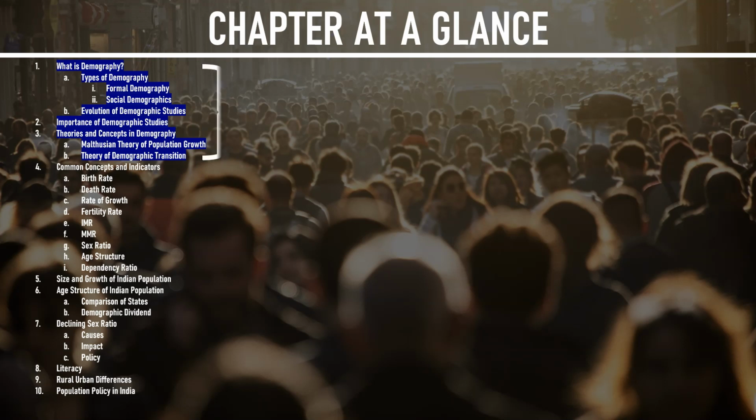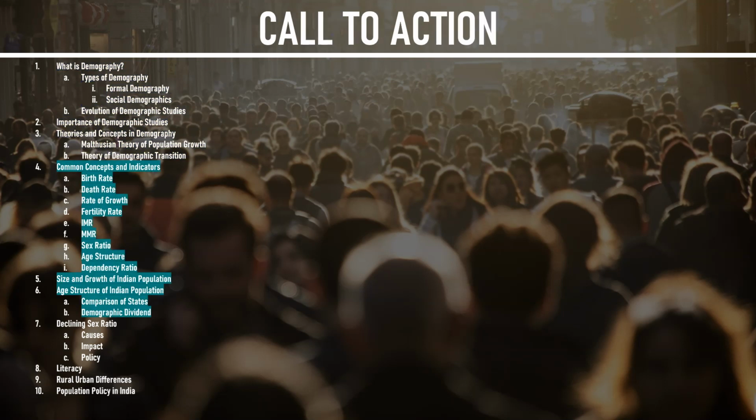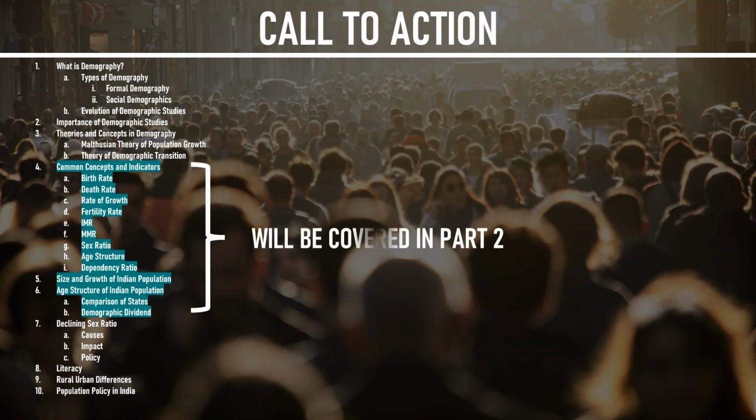So, as I mentioned earlier in the video, today we covered what is demography, the types, evolution of demographic studies, the importance of demographic studies, and the 2 main theories of demography, which are Malthusian theory and theory of demographic transition. In the next video, we'll be covering these common concepts and indicators which are very essential for this entire subject: birth rate, death rate, rate of growth, fertility rate, IMR, MMR, sex ratio, age structure, and dependency ratio.